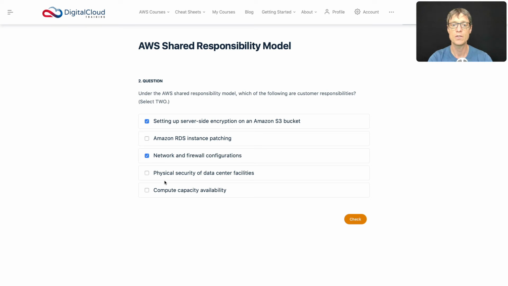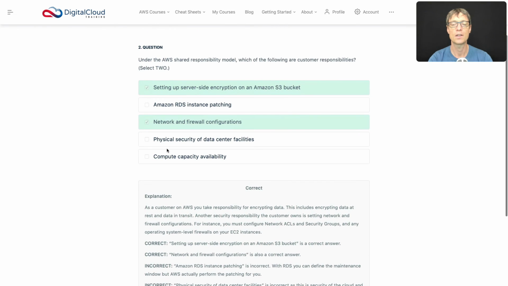Now, physical security of the data center facilities, again, when it's the data center, straight away you know that that's not going to be you. And physical security, that's not going to be the customer either. So absolutely not. Compute capacity availability, well, that's what AWS are responsible for. They should make sure that when you need it, the capacity is available. So I think, again, these are the two best answers. So we'll just check those out. And yes, those are the correct answers.